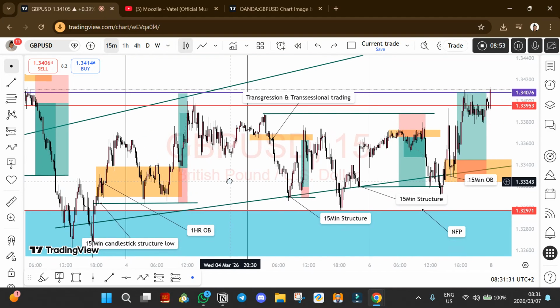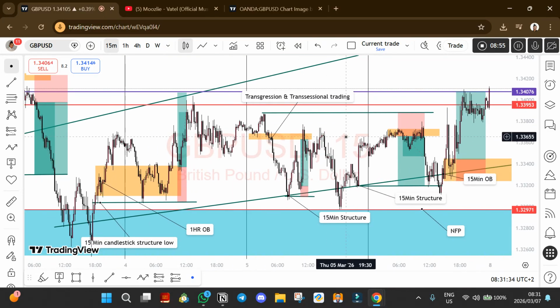Cool. Now we go on to Thursday. Thursday for me was more of transgression trading as well as transitional trading. So transgression is basically just breaking the rules, breaking the law, right? And honestly, it was breaking the rules and breaking the laws. Okay, I'm going to break that down. And then transitional trading was more of an opportunity that I saw.